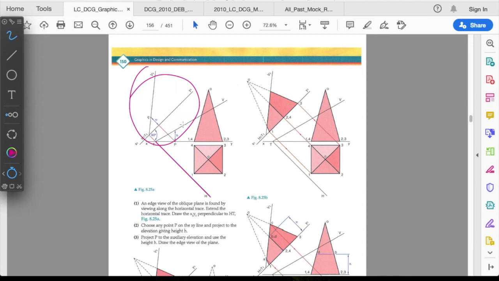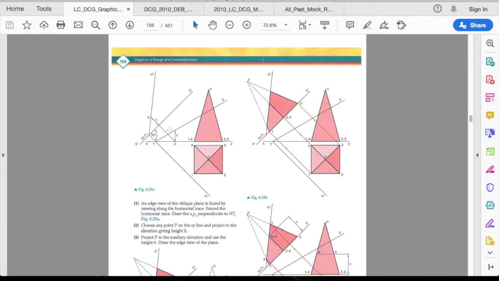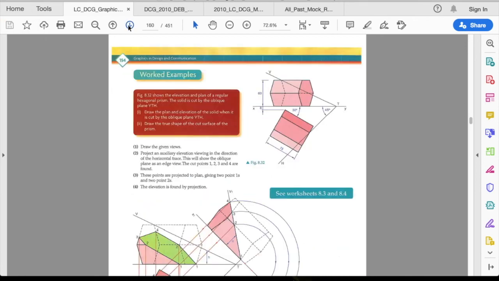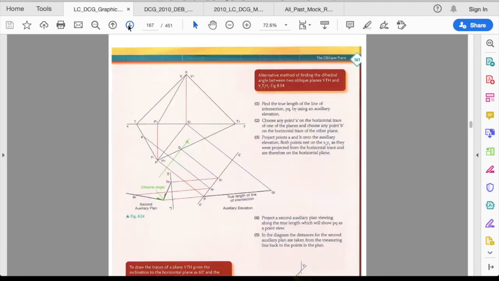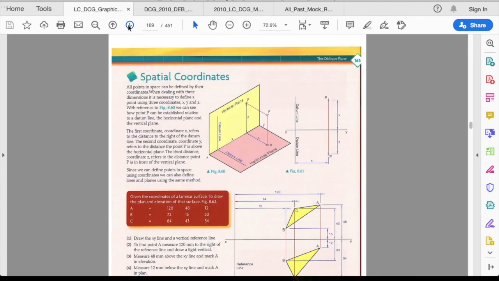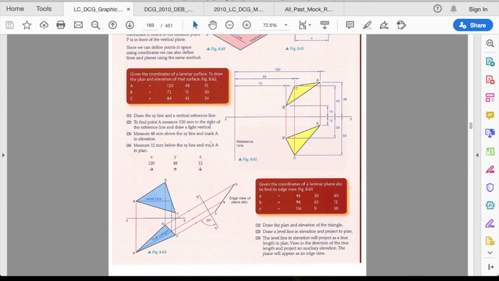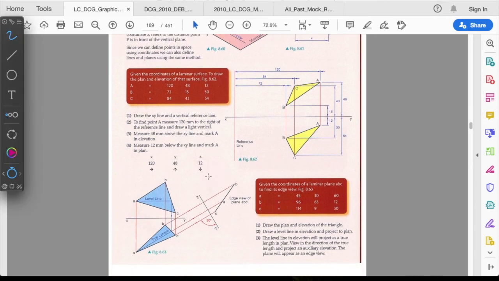Okay. So what's useful with this is that we already have the horizontal trace, but what we're looking at here with our laminar planes, we don't actually have that horizontal trace yet, so we don't have that reference line to be able to find the angle that we're going to project up at here. Okay, so what we just do then instead is we put in our own level line.